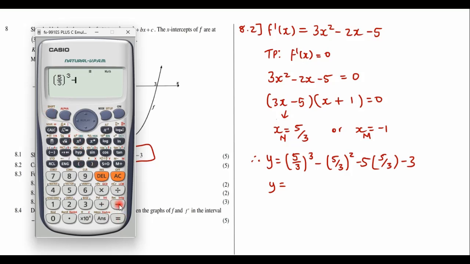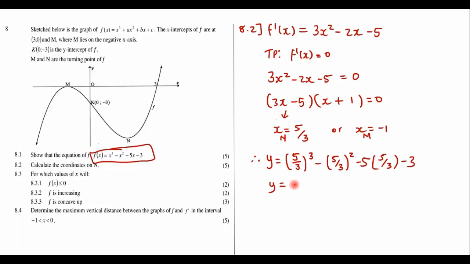Okay, so what I did, I just paused the recording and then just wrote this. So this gives me basically minus 256 over 27. So just to save time, minus 256 over 27. So this basically means now n is 5 over 3, minus 256 over 27.